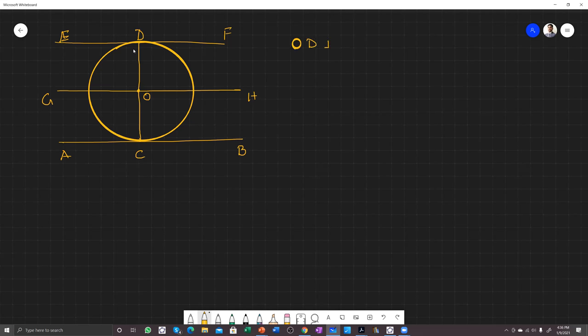So OD is perpendicular to what? DF. Yes, sir. OD is perpendicular to DF. And since OD is perpendicular to DF and DF is parallel to OG or OH, therefore OD is also perpendicular to OH. So this is 90 degrees.